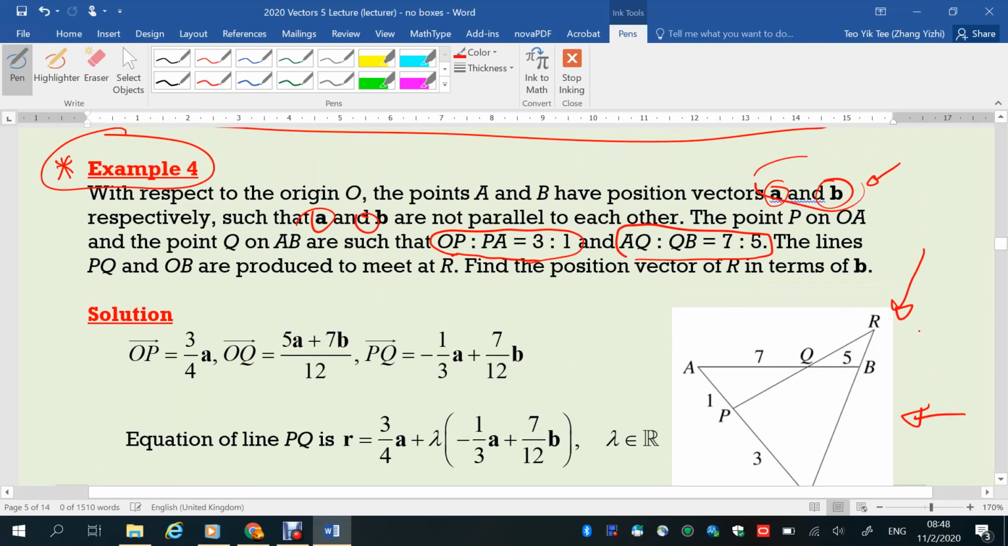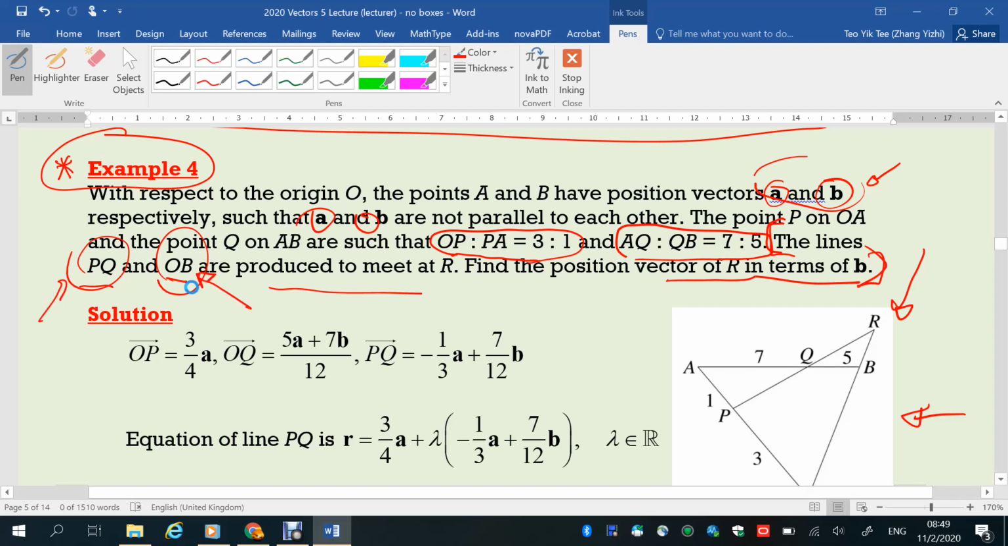Next, you need to understand certain things. As far as the question setting is concerned, there's nothing much mentioned. They just say the lines PQ and OB are produced to meet at point R. Find the position vector of R. These two sentences alone tell you they want the intersection of line PQ and line OB. I repeat, this section tells you that they want you to find the point of intersection between line PQ and line OB.